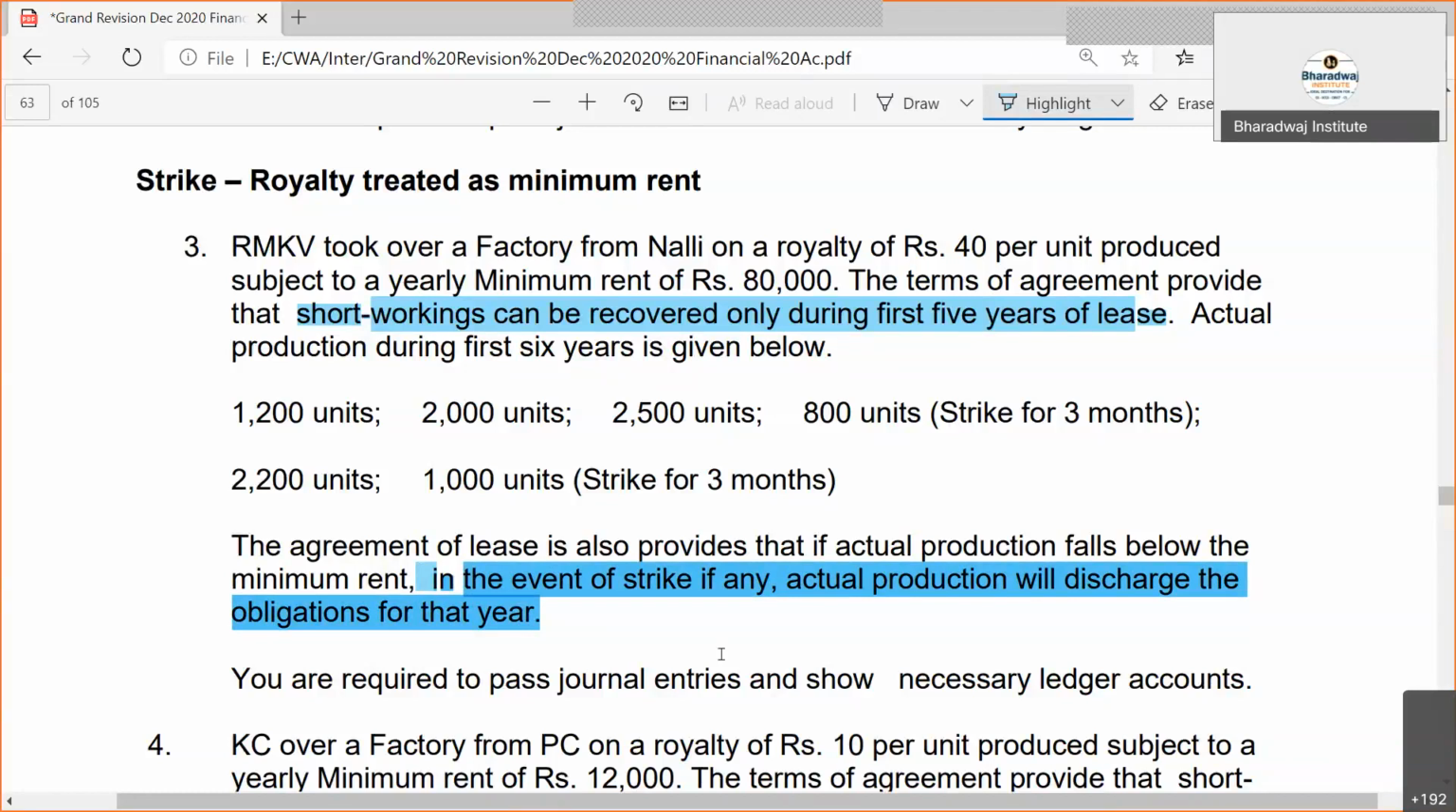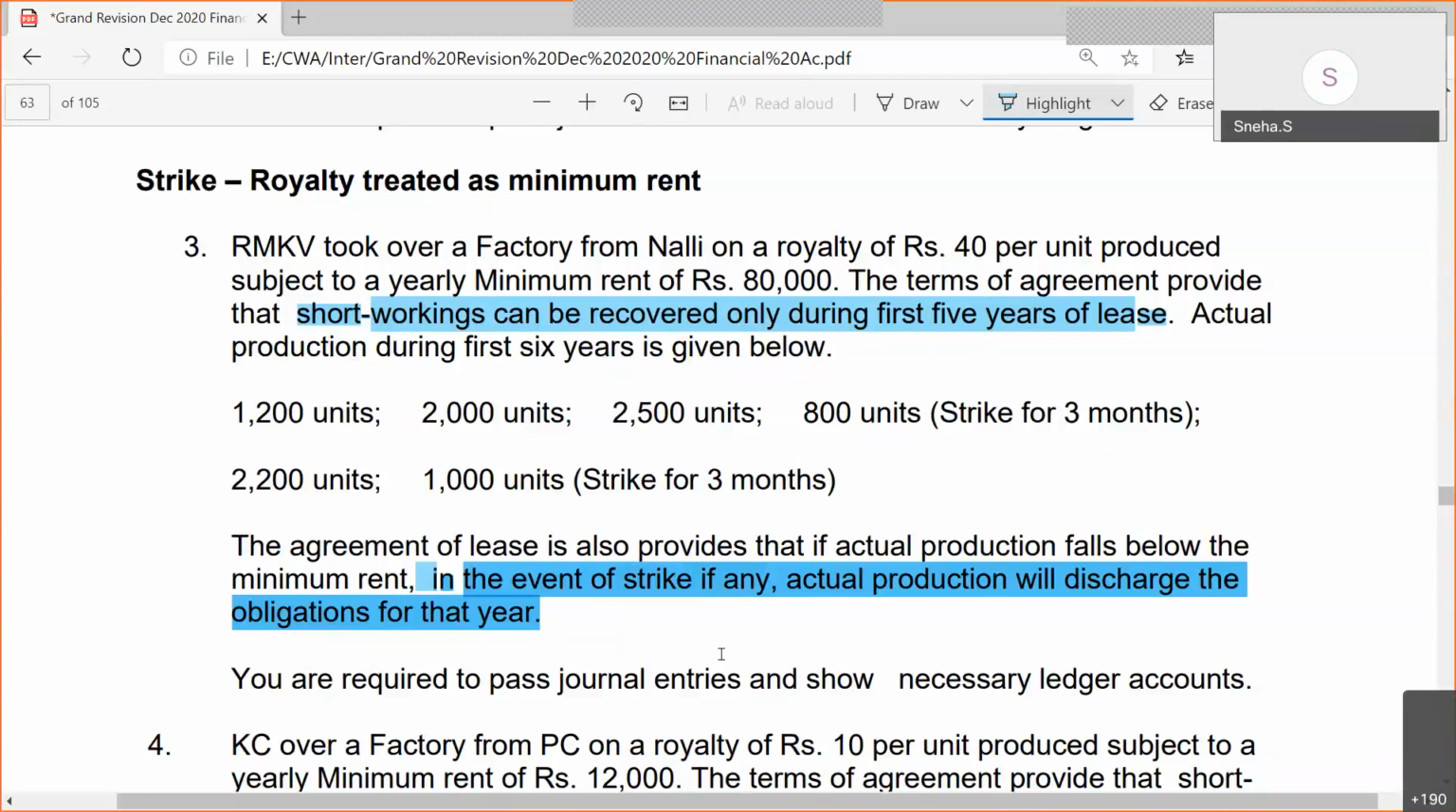So is it a fixed recoupment or flexible recoupment? Fixed recoupment. Good. What happens in case of strike? Look at the last highlight. What is the meaning of that sentence? There will be no minimum rent, and royalty payable will be treated as minimum rent.